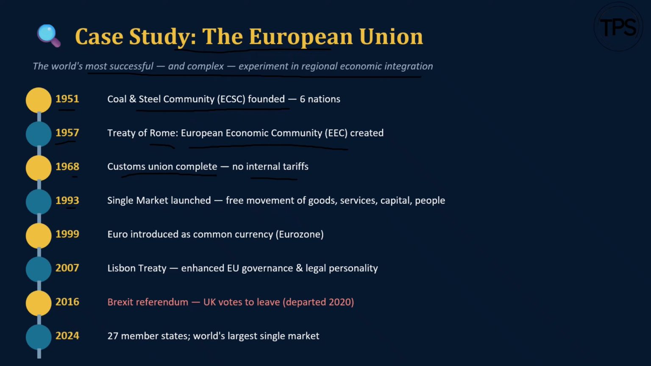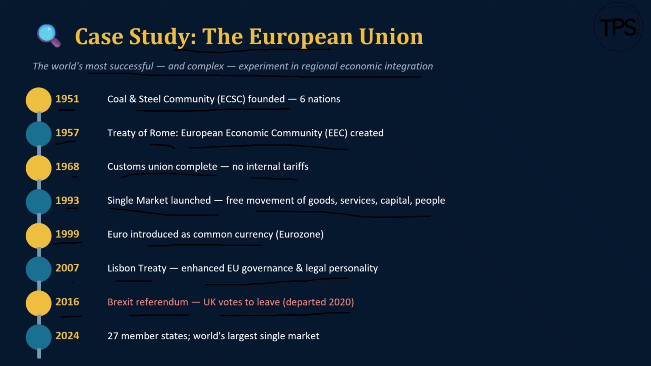Then after 25 years, the single market launched, with free movement of goods, services, capital, and people. There are no multiple markets, just a single market. In 1999, the Euro was introduced as a common currency between these countries. In 2007, the Lisbon Treaty enhanced EU governance and legal personality. In 2016, the Brexit referendum happened, the UK voted to leave, and departed in 2020.